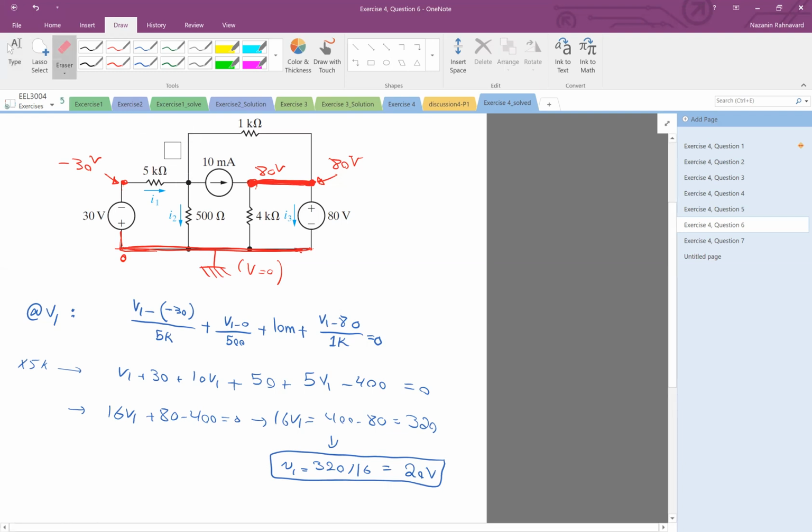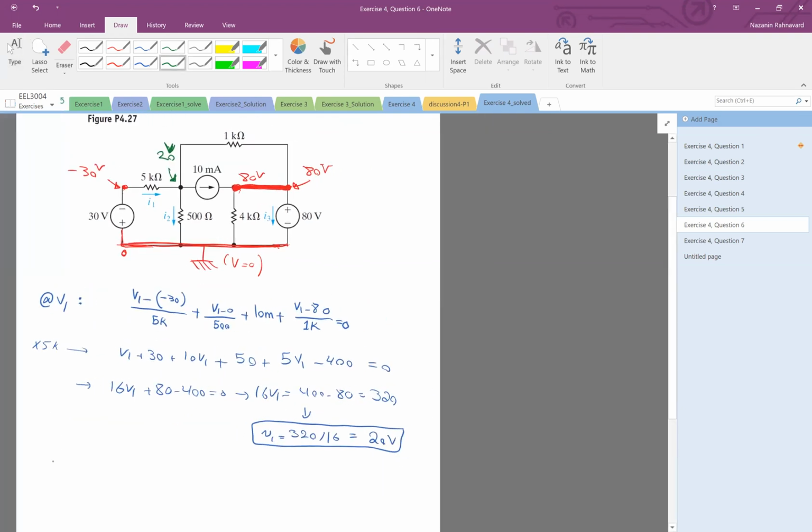I will replace the V1 here by 20. That's a good practice, finding the currents. I1: look at the direction. Again, the beginning, which is negative 30, minus the other side of that, divided by 5K, negative 50 over 5K, negative 10 milli. This is I1.